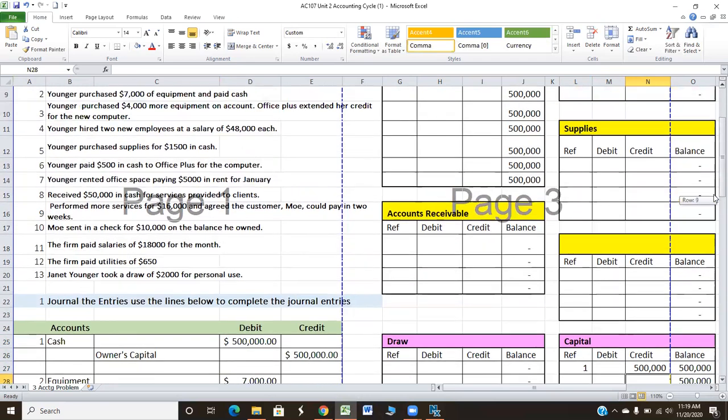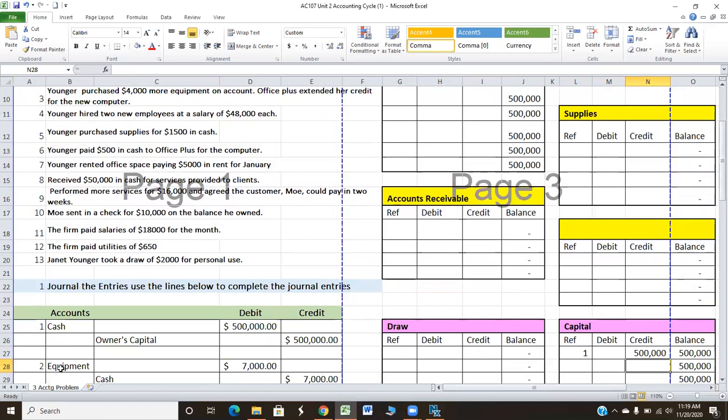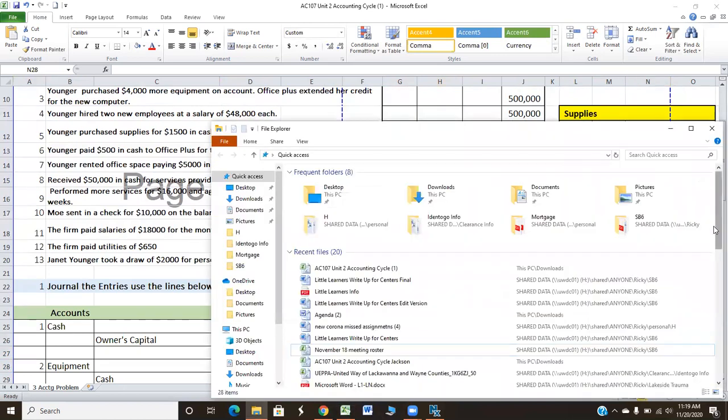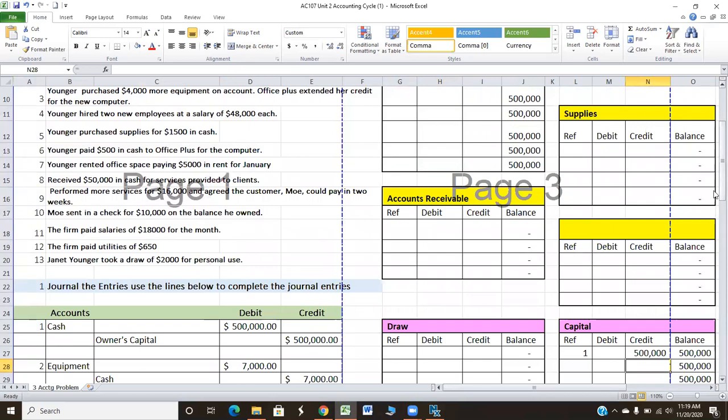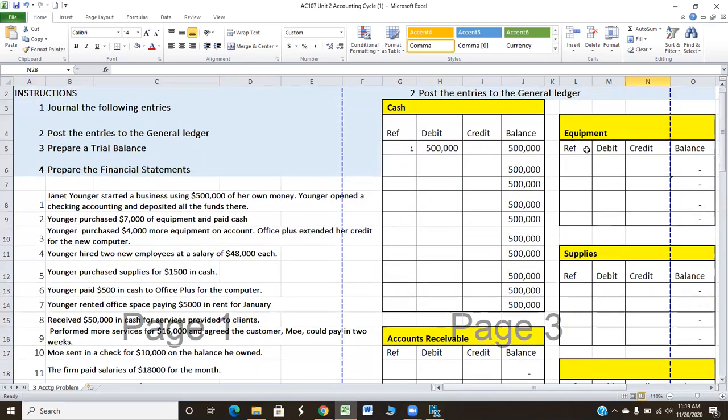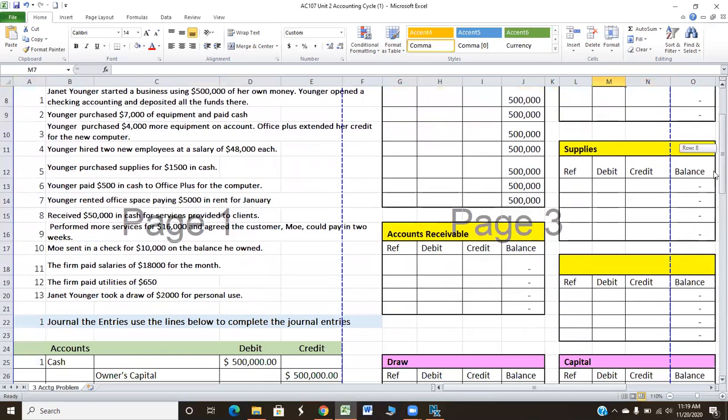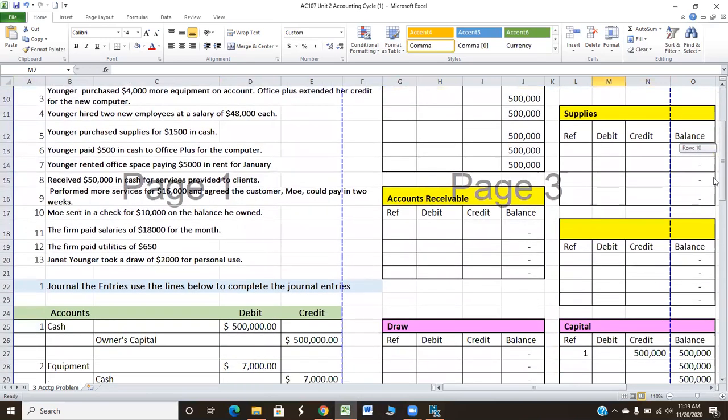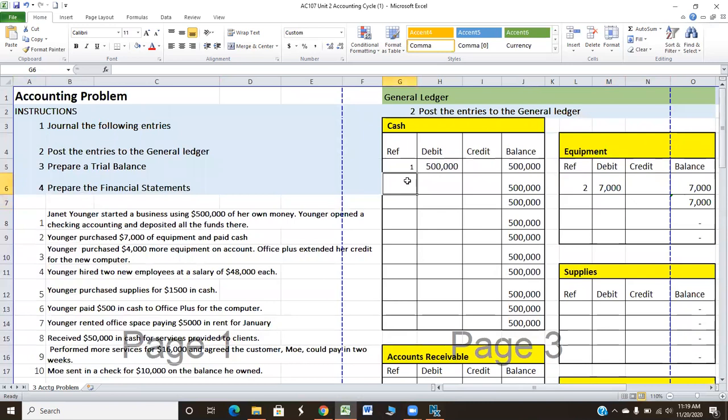Now go on to journal entry number 2. Don't go looking for more cash or capital. Go to journal entry 2. What happened in journal entry 2? We debited equipment $7,000. Go find equipment. Journal entry 2, we debited it $7,000. What else did we do? We credited cash in that journal entry $7,000. So in journal entry 2, we didn't debit cash. Now we credit it $7,000, and it brings it down.